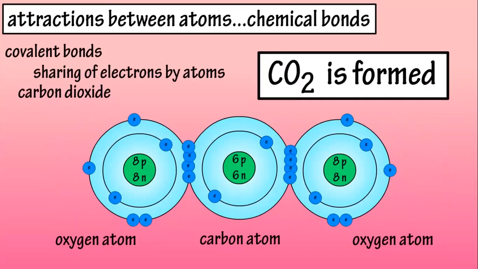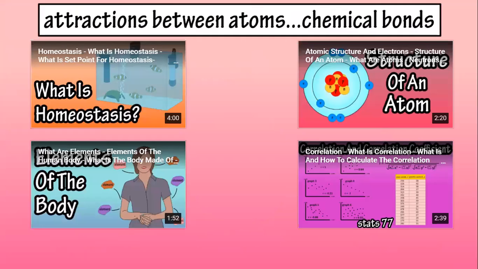By sharing 2 pairs of electrons in this situation, a double bond has been formed. And double bonds are important in chemical reactions. And that's the basics on attractions between atoms.